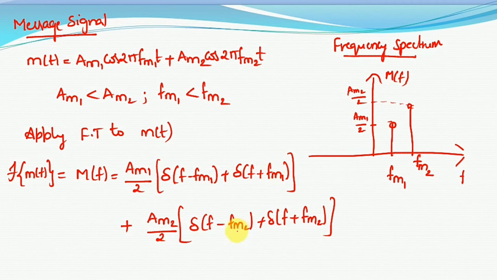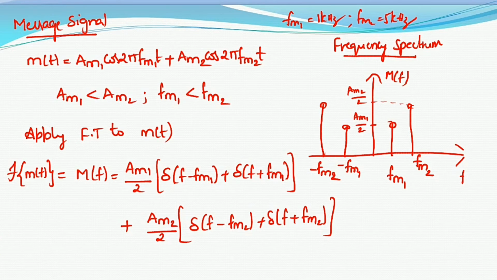So here FM2 value will be high in the positive case, whereas in the negative case its value will be less compared to FM1. For example, if I consider FM1 as 1 kilohertz and FM2 as 5 kilohertz, then in the positive case FM2 is greater than FM1, whereas in the negative case minus 5k will always be less than minus 1k. So FM1 on the negative side is greater and FM2 on the negative side is smaller. Okay, so this is how to draw the frequency spectrum of a message signal with the assumption of two signals.